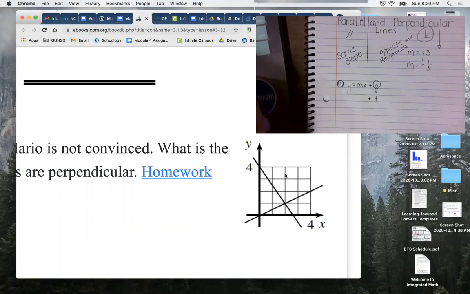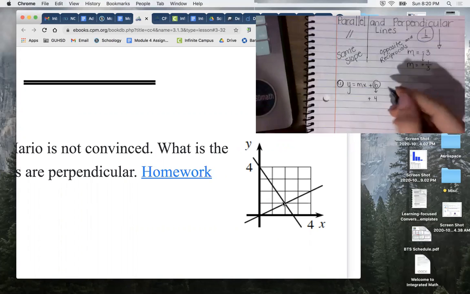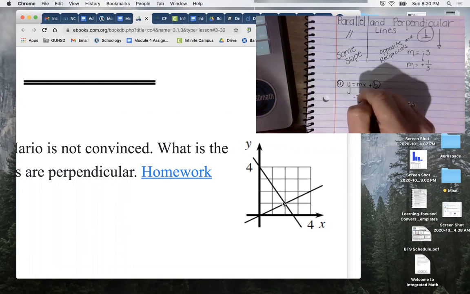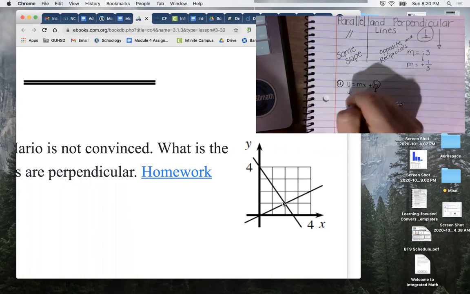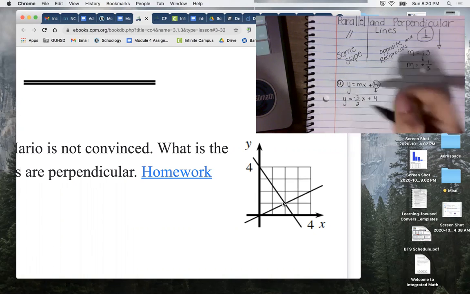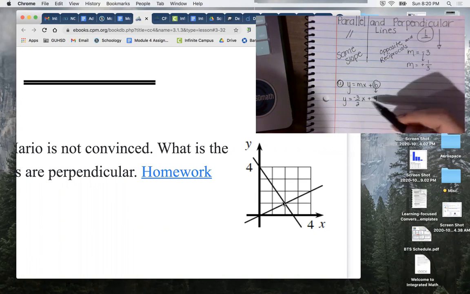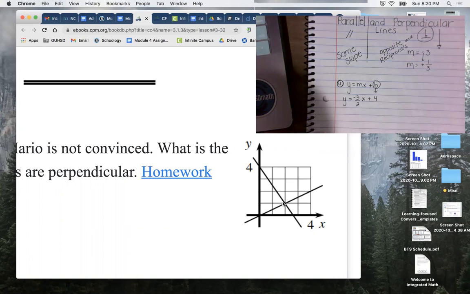But I need to look at the slope too. So my slope, well, it goes through that point right there. So I go down 1, 2, 3 over 2. Down 3, minus 3 over 2. That's my slope. Y is equal to negative 3 over 2x plus 4. That's the equation of my first line.